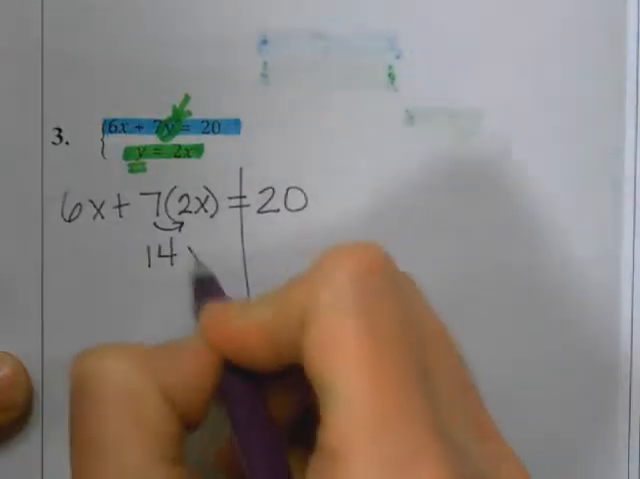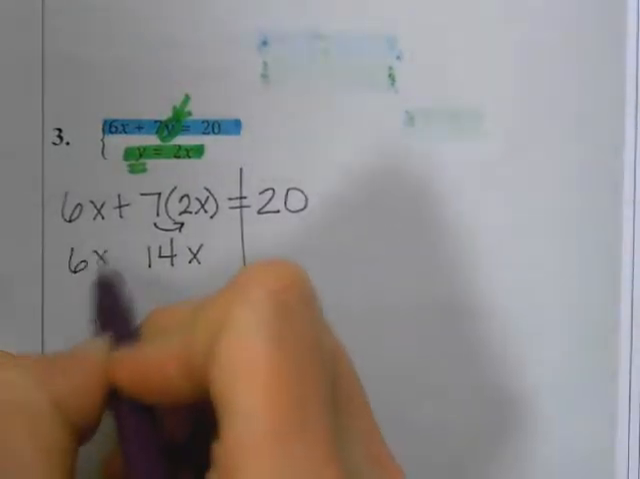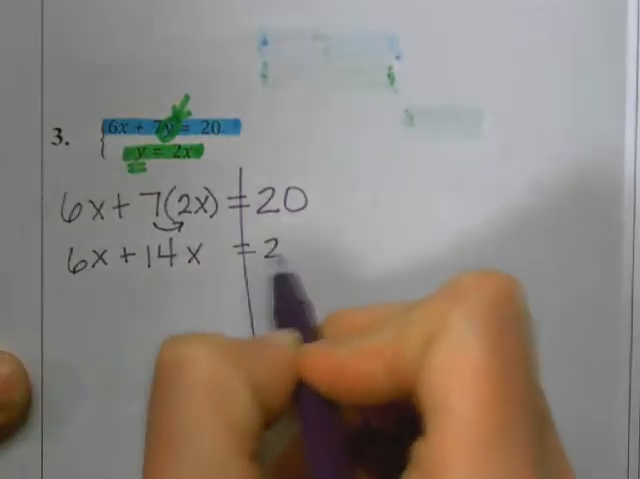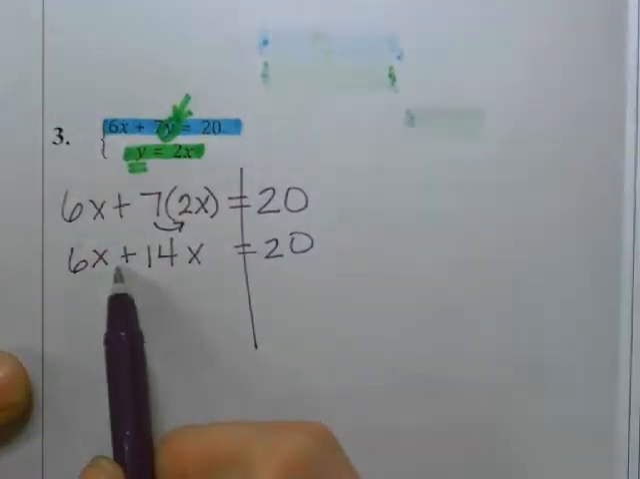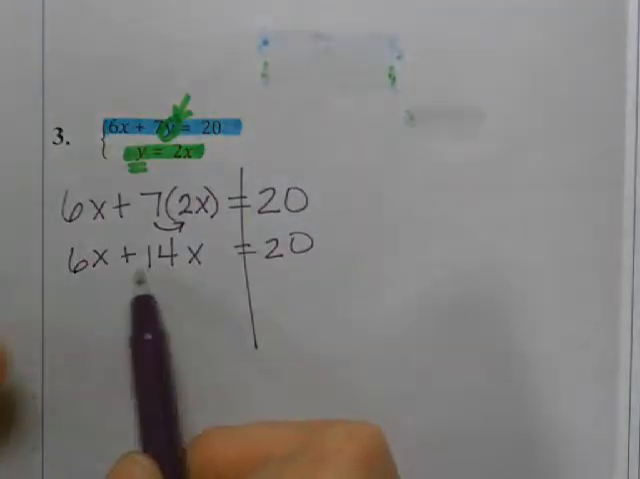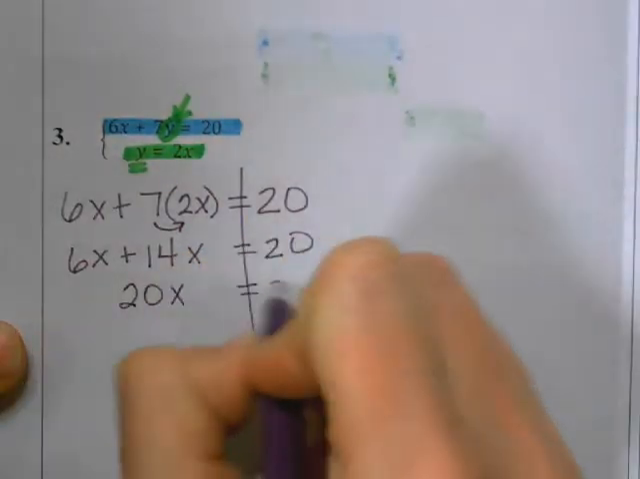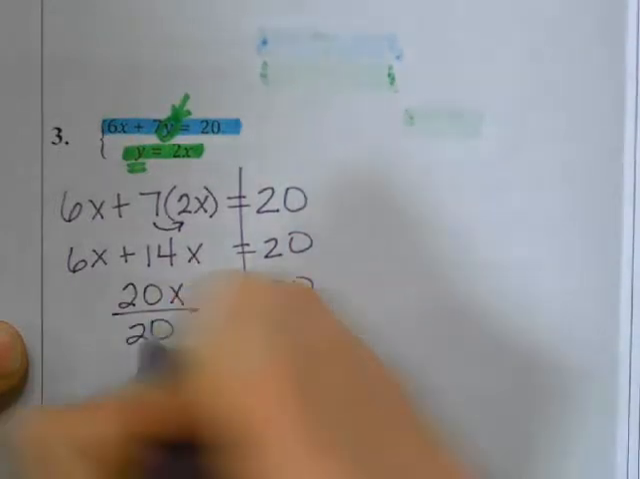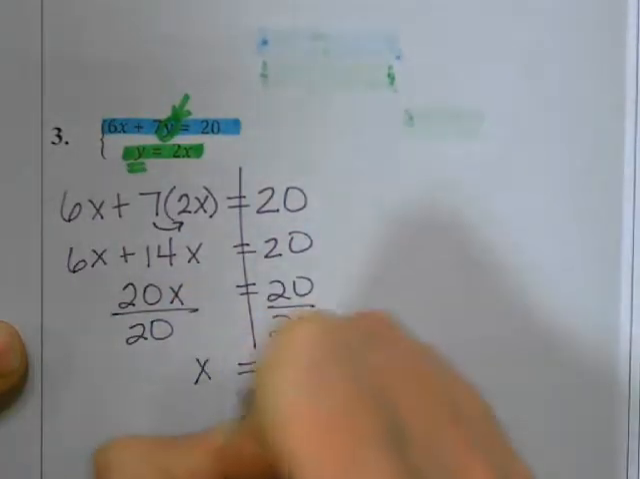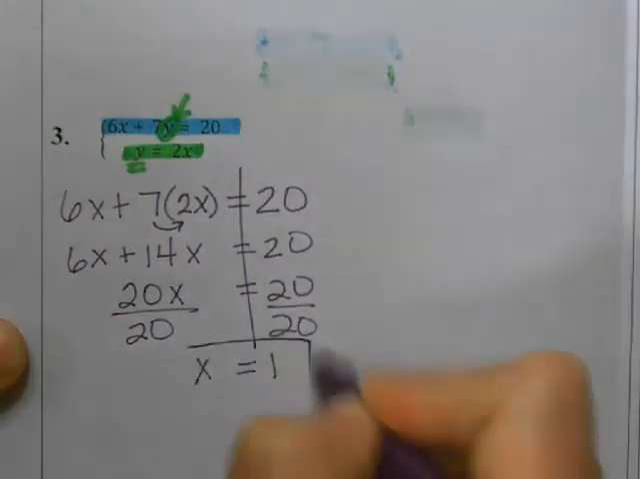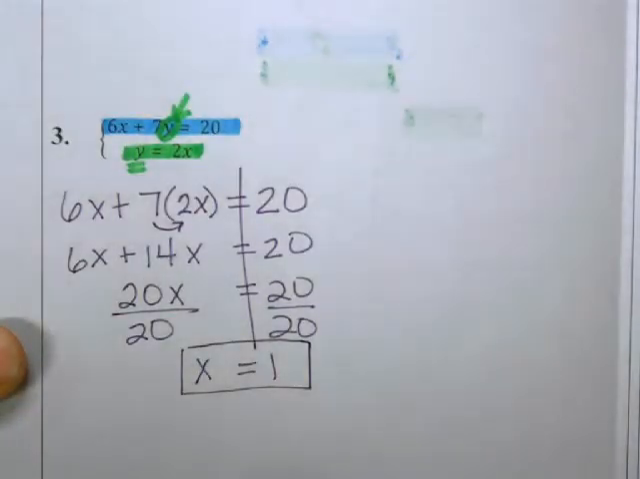Distribute. So this is 14x, this is 6x, and then equals 20. Notice I had to add that plus sign in there so that I knew I would put them together. Then 6x plus 14x is 20x equals 20. Last step, divide by 20, x equals 1. Now I'm not done yet. I got to go back and find y.